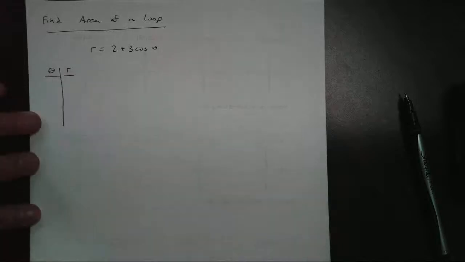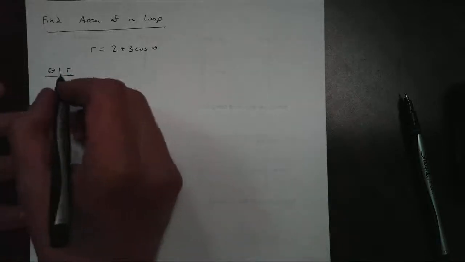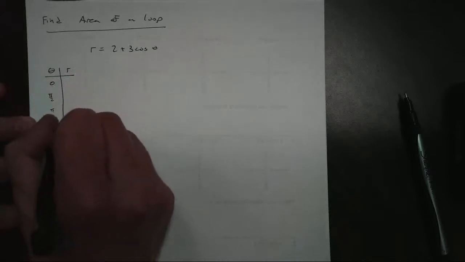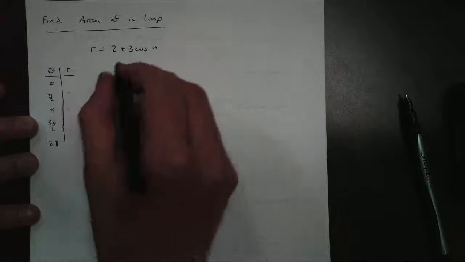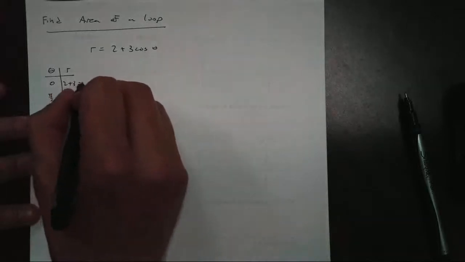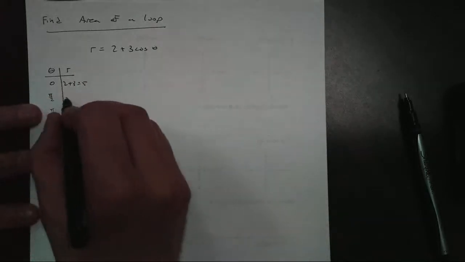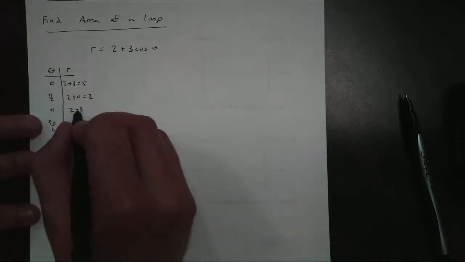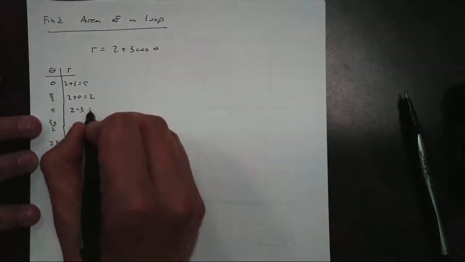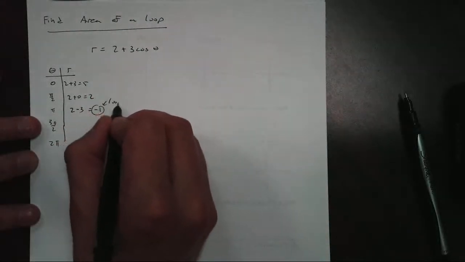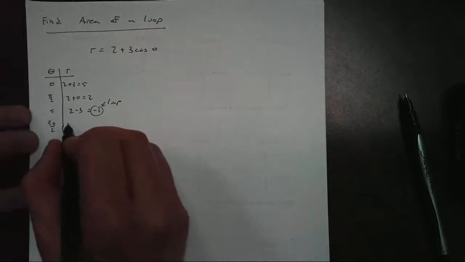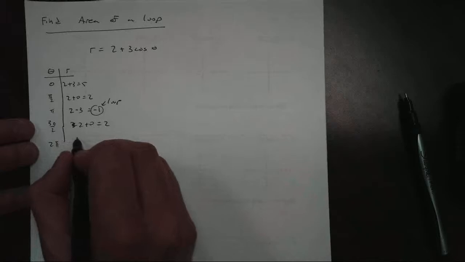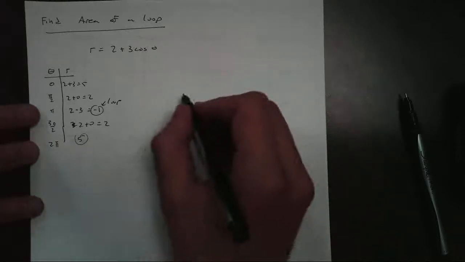So if I have my function right here, r of theta, if I want to graph this, I use 0, pi over 2, pi, 3 pi over 2, and 2 pi. If I plug in 0, I'm going to get 2 plus 3, which is 5. If I plug in pi over 2, I get 2 plus 0, which is just 2. And here's what my loop becomes: 2 minus 3, because cosine of pi gives me negative 1. That's my loop. We'll talk about that in just a moment. At 3 pi over 2, I get 2 plus 0, which is 2. And if I plug in 2 pi, it puts me back to 5, where I started from.